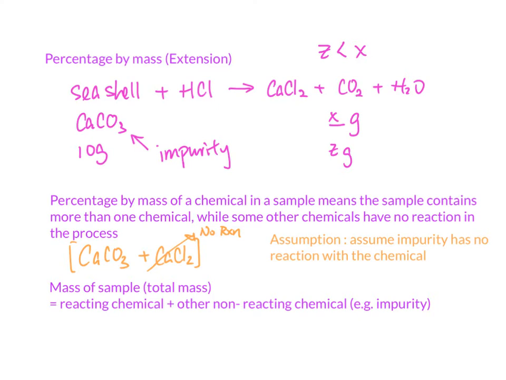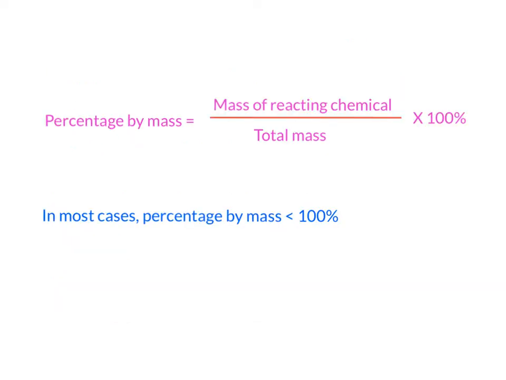So the assumption right here, very important, is that we assume the impurity has no reaction with the other chemicals, so we assume the calcium chloride here has no reaction with other chemicals. So the mass of sample actually involves two parts. One is the reacting chemical, in this case the calcium carbonate, while the other part is the non-reacting chemical. Those are the impurities. So for the equation, how can you write that? It will be expressed this way. The percentage by mass will be the mass of the reacting chemical over the total mass, times 100%.